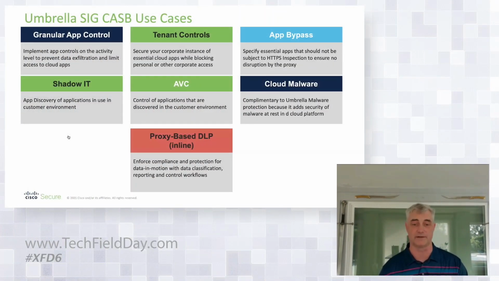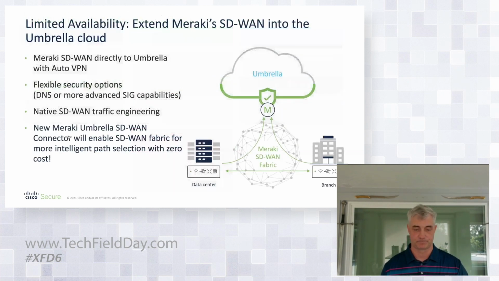So Umbrella SIG, we have a lot of the CASB use cases now. We don't have all of them yet. Like DLP, we're still working on DLP from an API perspective, and there's still a journey for us there. But we do have the majority of the CASB use cases.